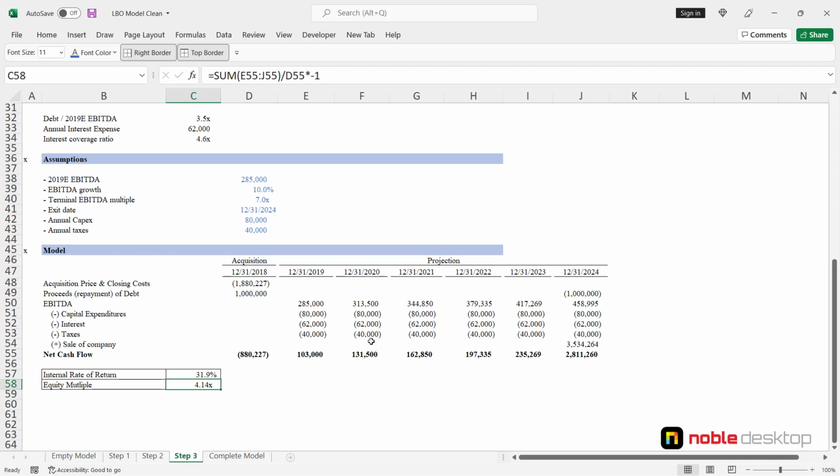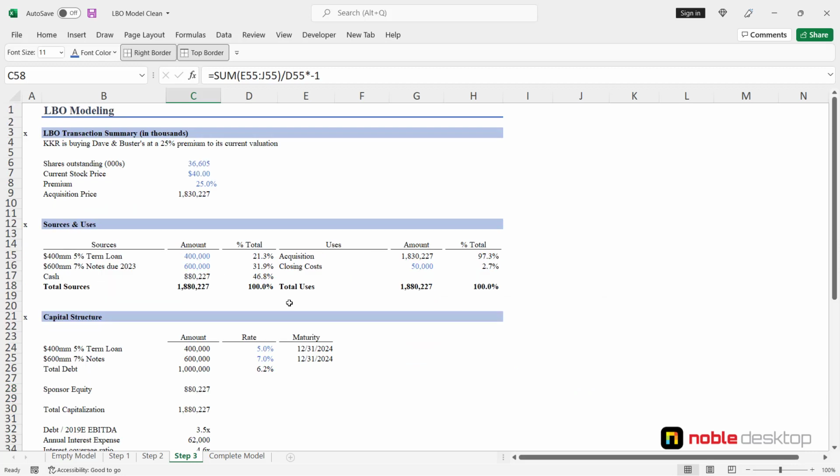It means that whatever we invested, we received 4 times more from our investments. And my internal rate of return is 31.9%. So as a result, I'm concluding that the acquisition of Dave and Buster's makes complete sense at a 25% premium to its current valuation by this private equity firm.